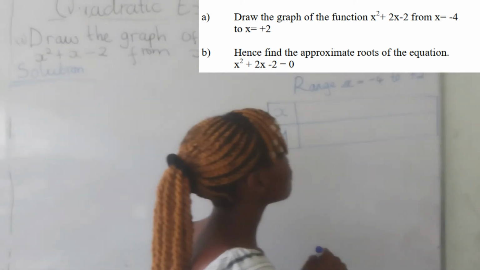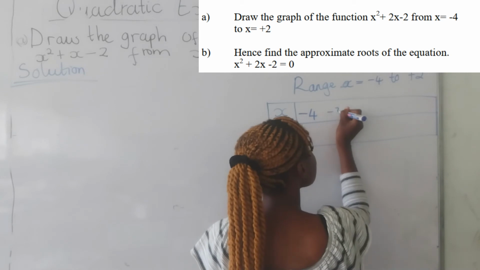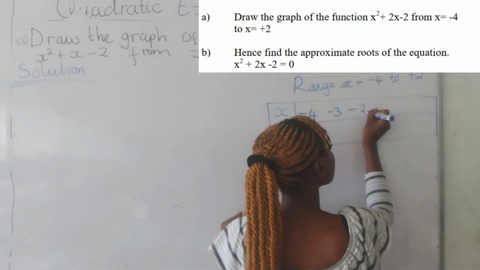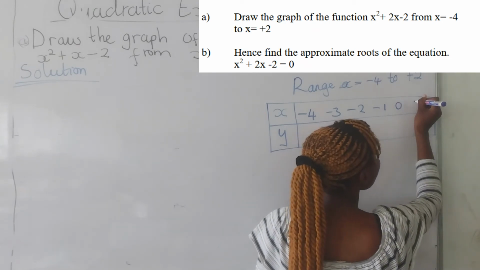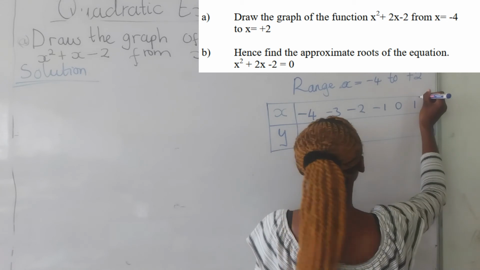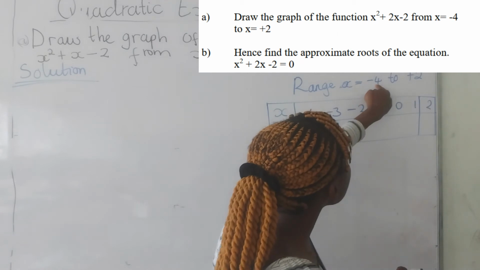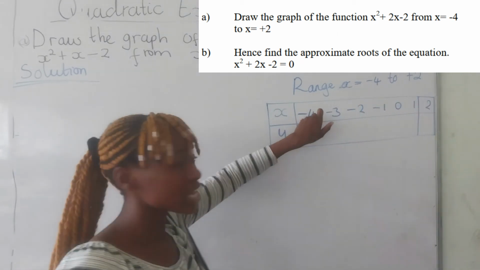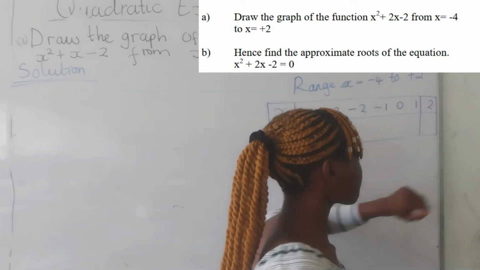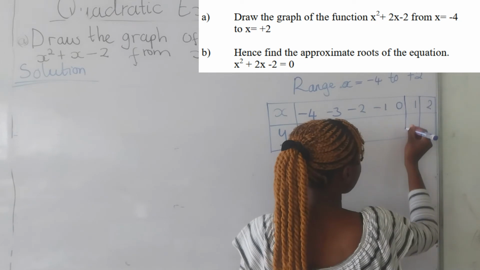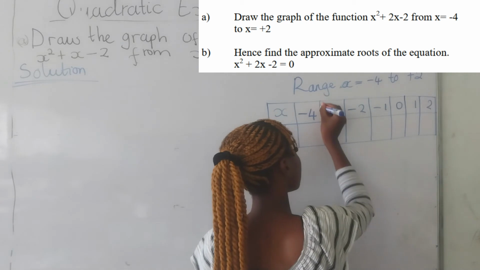Okay? So for this part, we're going to say minus 4, minus 3, minus 2, minus 1, 0, 1, 2 for the x values. We were required to put our graph from minus 4 to 2, meaning that your lower limit has to be minus 4 and your upper limit has to be plus 2. Okay? This is how it's going to be.